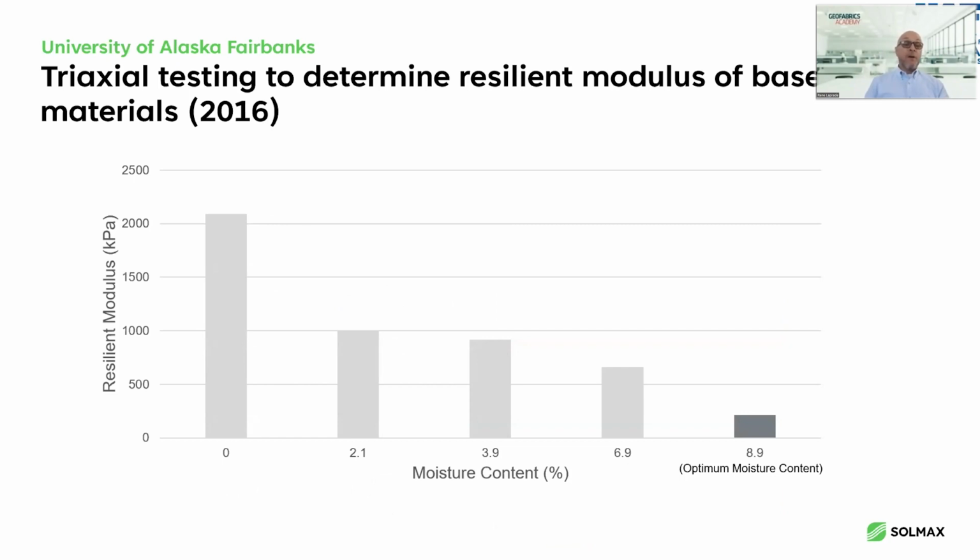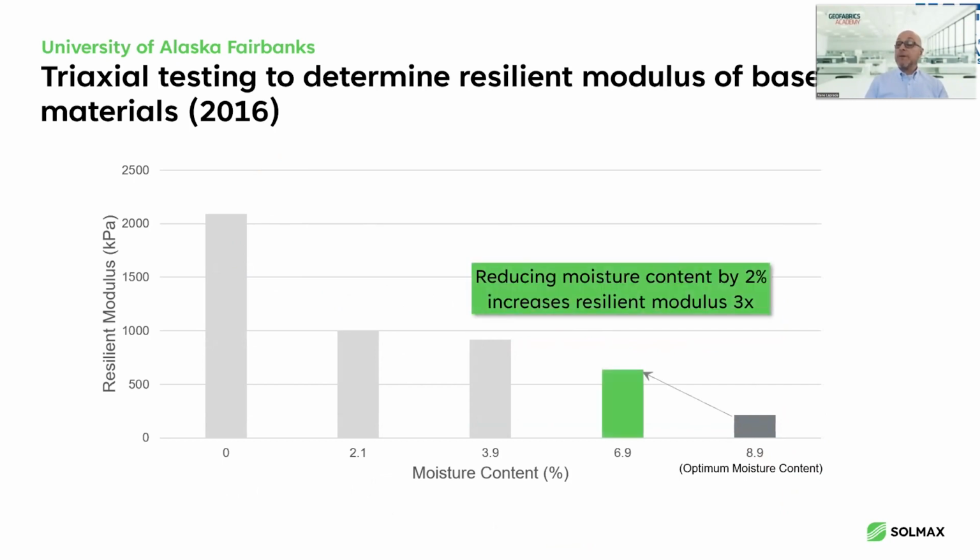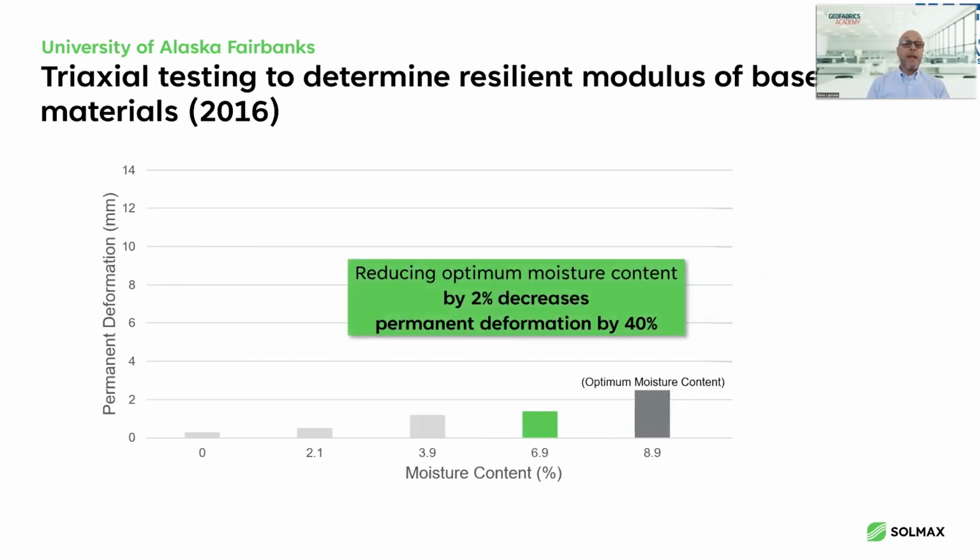And what they found was that the more moisture that you could draw out, the higher the resilient modulus. But you see here, the optimum moisture content is 9%. That's only optimum for compaction. The beauty of it is if you can keep drawing moisture out, even after installation and compaction, you have a great chance of improving the resilient modulus. So in this case, by reducing the moisture content by 2%, they showed that the resilient modulus would increase threefold. And the permanent deformation was also reduced by 40%.